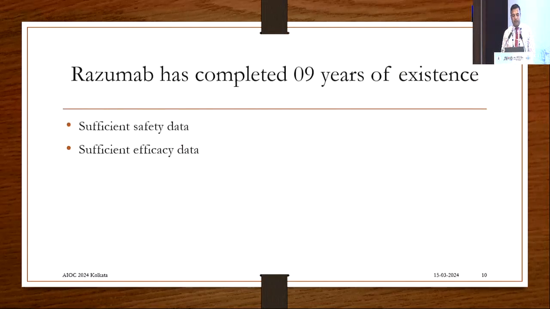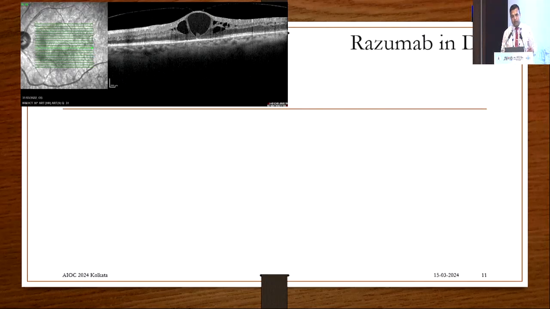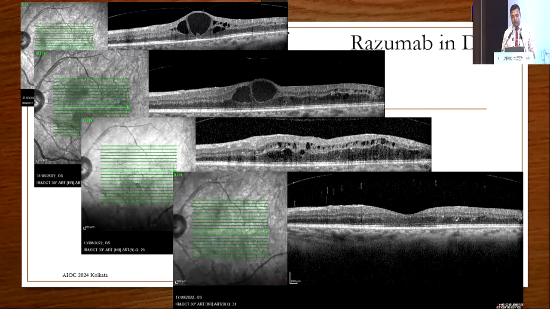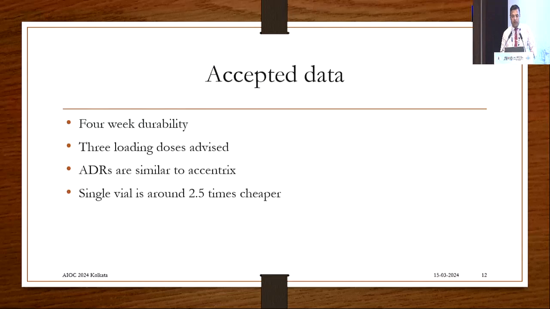So we have sufficient safety and efficacy data for Ranibizumab, and just to highlight one simple case, this case of diabetic macular edema: first dose, second dose, and by the third dose, you find that the anatomy of the macula is just as good as when treated with Eccentrix. We have accepted data on 4-week durability of these drugs. 3 loading doses are advised, adverse reactions are similar to Eccentrix, not more than that, and the drug is fairly cheaper, whether we talk about Ranibizumab or Osiva.